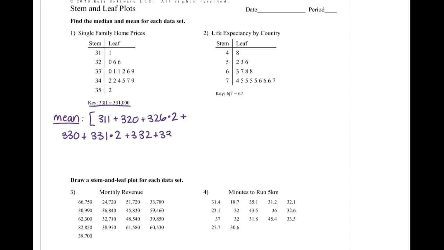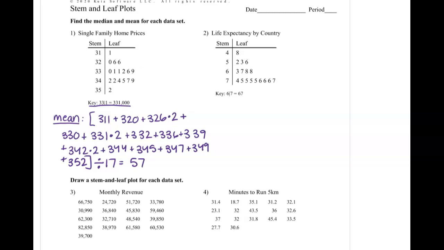336, 339, 342, and there's two of those, so I'll multiply by 2, 344, 345, 347, 349, 352. There are 17 values, so we can divide that total by 17.